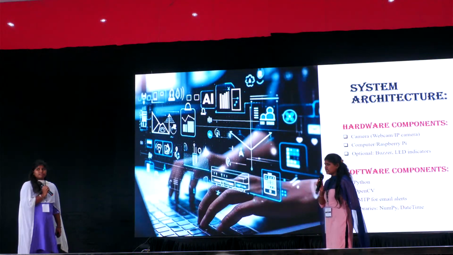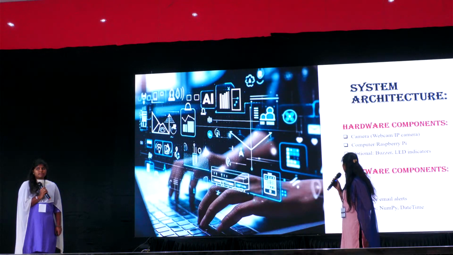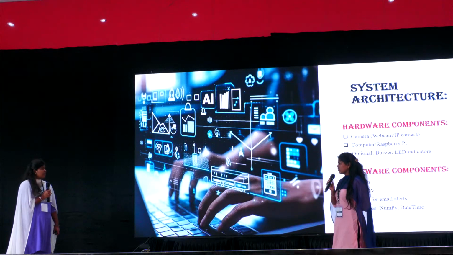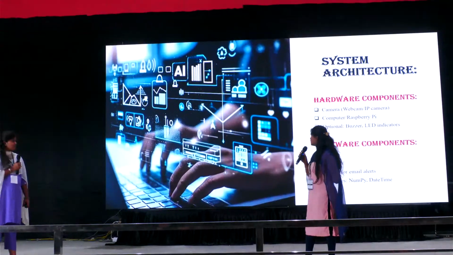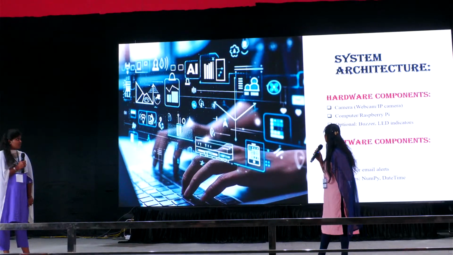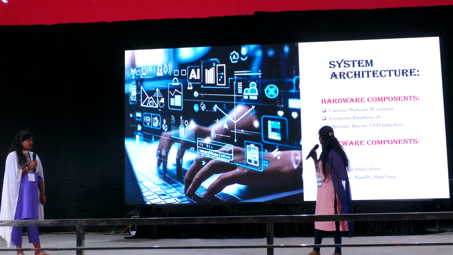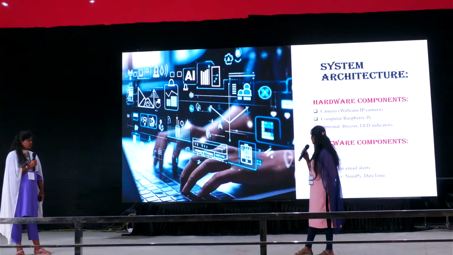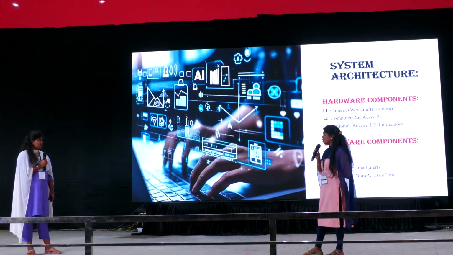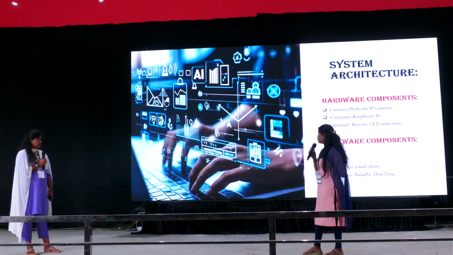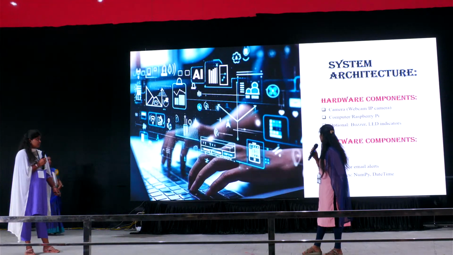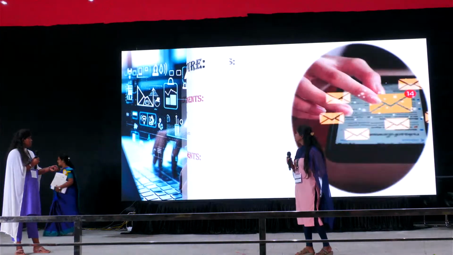System architecture. There are two types of components: hardware components and software components. Hardware components include a camera, a computer or Raspberry Pi, and LED indicators. Software components use Python, computer vision, and SMTP for email alerts.